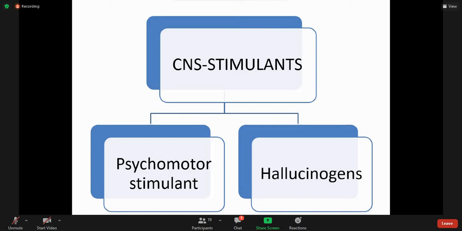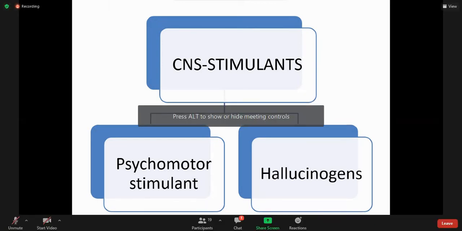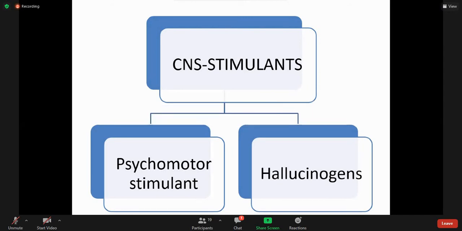And the second group is hallucinogens, right? So psychomotor stimulants or hallucinogens, right? These are the two major groups. Hallucinogens basically involve false perception.